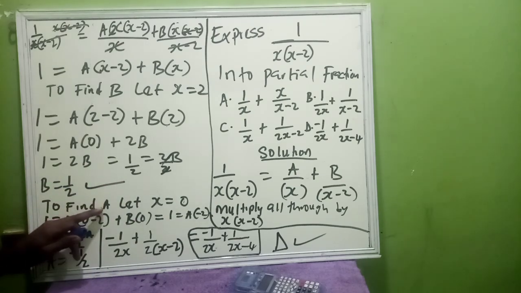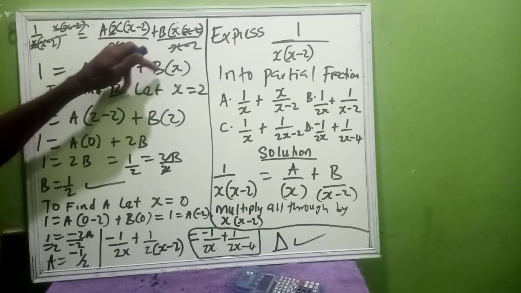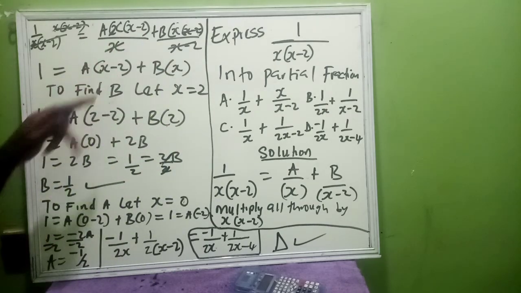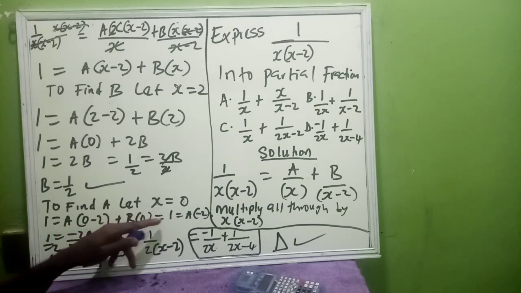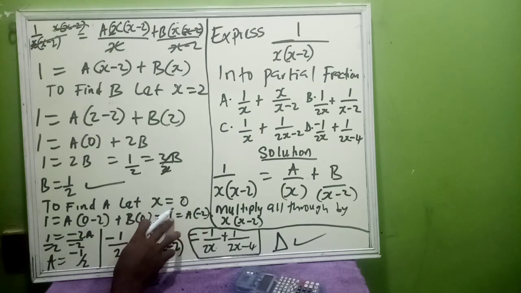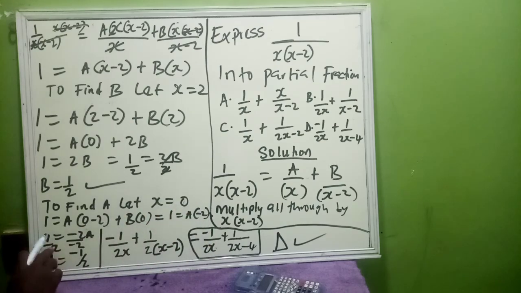Now for me to find A, what will I do to make B to be 0? That means x has to be 0. So that B times 0, everything will be 0. So anywhere I see x, I'll put 0. So that's why I have 0 minus 2 plus B times 0 is equal to 1. Now 0 minus 2 gives us minus 2. So we now have 1 is equal to A open bracket minus 2 close. So to get the value of A, I have to divide both sides by minus 2. So minus will cancel minus. A is equal to minus 1 all over 2.